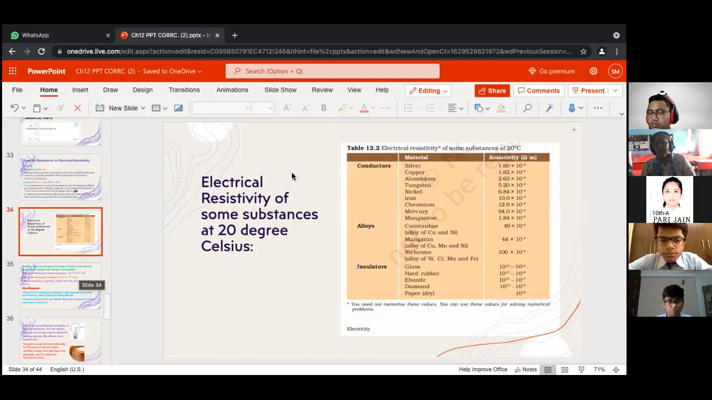If we see insulators, glass, rubber, ebonite, diamond, paper, dry paper, they have very, very high resistivity, with a positive power. All of you know mathematically also that a minus power is a lower value and positive powers are always higher values. Is it clear? So from this table we can easily come to know which is the best conductor and which is the poor conductor. Which is the best conductor of electricity? Silver. The lower the resistance or resistivity, the better the conductor, that is silver. And which is the poorest conductor? That is dry paper. Clear? Any doubt?